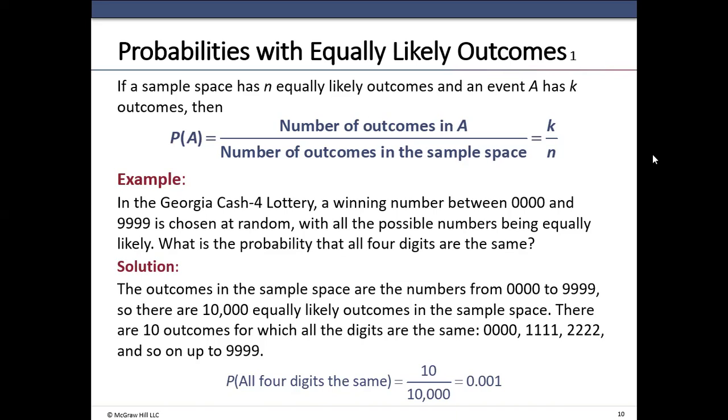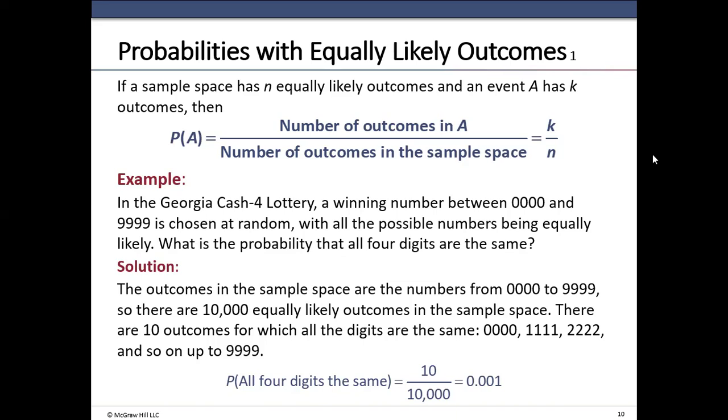The outcomes in the sample space are the numbers from 0000 to 9999. Actually, the total number of numbers between 0000 and 9999 is 10,000, out of which there are 10 numbers which have the same four digits. So there are 10,000 equally likely outcomes in the sample space, and 10 outcomes for which all digits are the same.